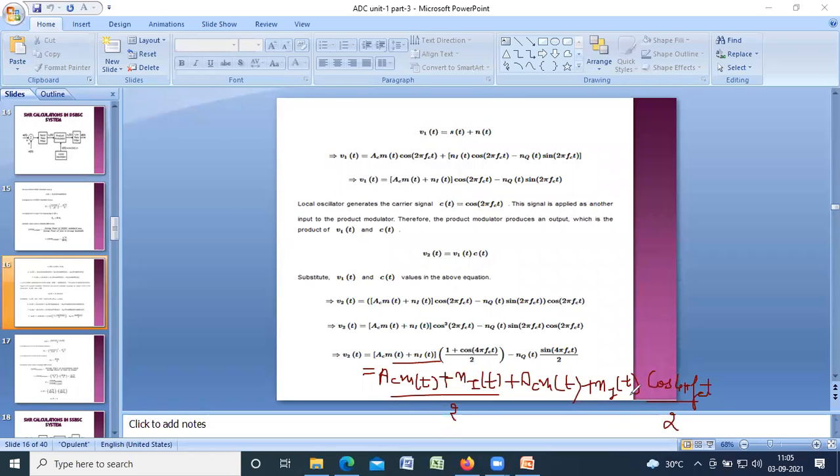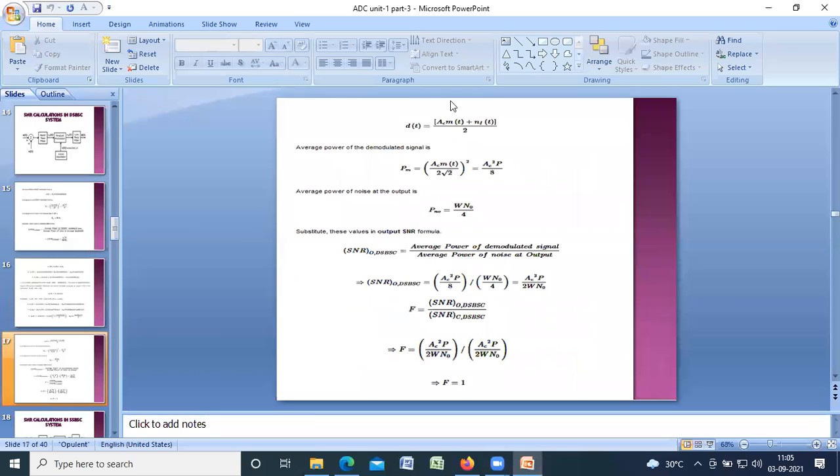Now see here. In this, the 4 pi fct into AC term is not the required message signal. In which term is the message signal coming? This one. All the remaining terms will be rejected. So d of t is equal to, that is the output of the demodulator, only this. Are you getting it? Yes. Is it clear? Yes, ma'am.